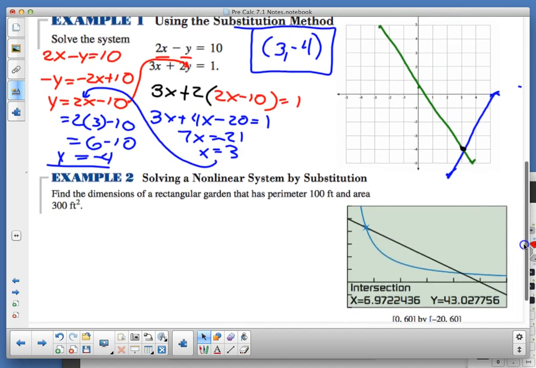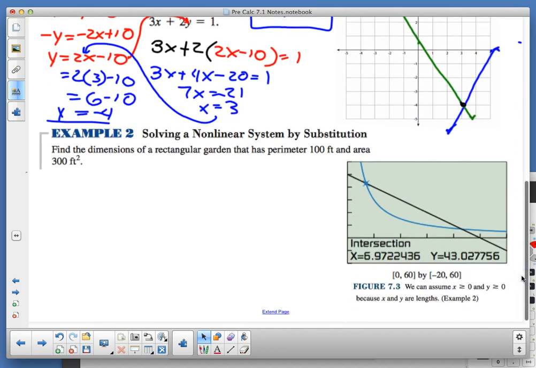Okay, now solving nonlinear systems by substitution. Well, here's the deal about this nonlinear solution. When I do this, I'm looking at finding the dimensions of a rectangular garden that has a perimeter of 100 feet and an area of 300 feet squared. Okay, so I'm imposing upon myself restrictions on my garden. Maybe I just got this fence laying around and I've got this area in my yard. I want to see if I can use the fence.